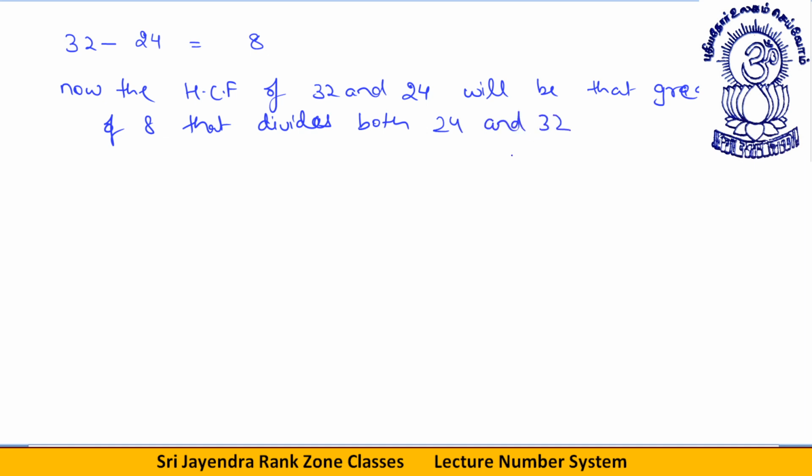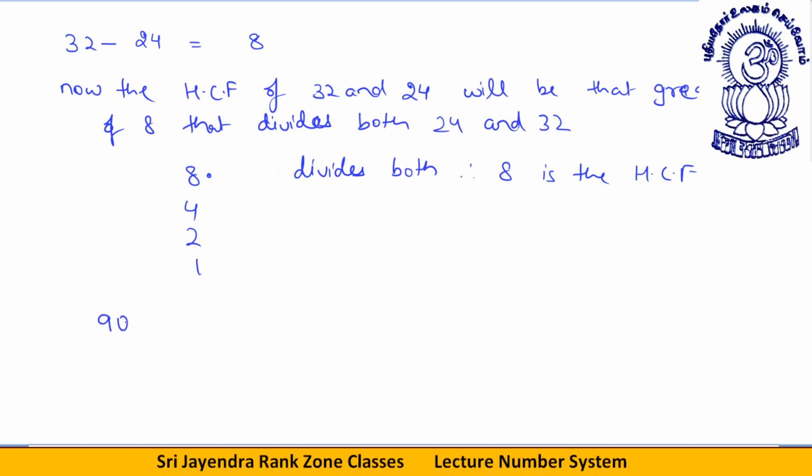See students, this tool is also very helpful when the numbers are large but the difference is small. So this really shortens your question. What are the factors of 8? 4, 2, 1. I will check with 8. If 8 divides both of these, then 8 is the HCF. 8 divides both, therefore 8 is the HCF.